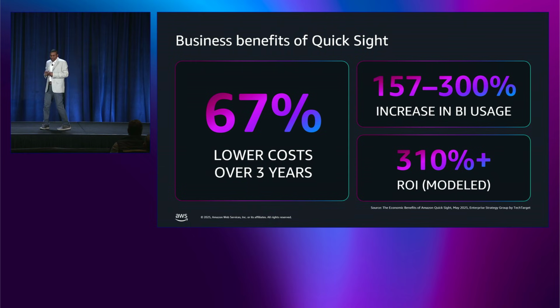So, to understand the economics of QuickSight, there was a recent survey done by an independent third-party group called Enterprise Strategy Group. They surveyed customers who moved to QuickSight from comparative BI workloads and found that over 3 years of usage, their cost reduced by 67%. But more importantly, user engagement went up, in some cases by up to 300%, and a modeled ROI of over 300% in 3 years.